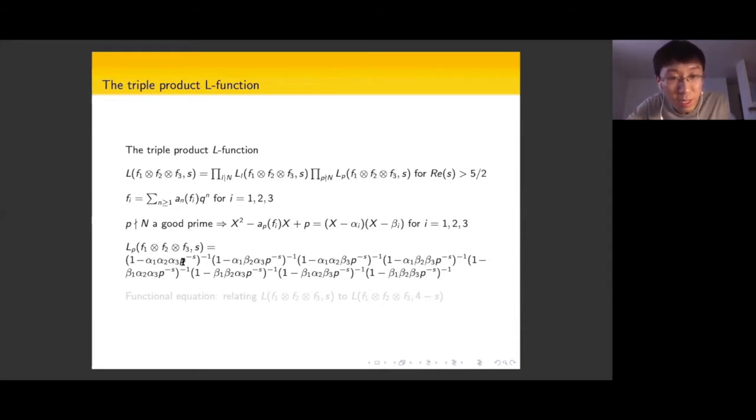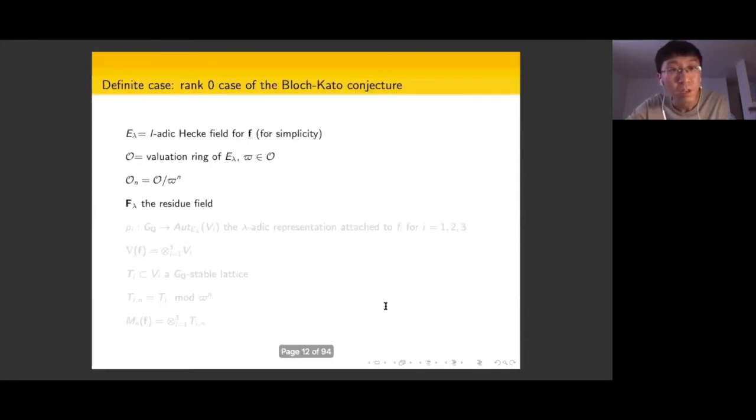This triple product L-function has a functional equation relating the value of the L-function at s to 4 minus s. So the center is given by s equal to 2. I will make a very simplified assumption that the modular forms in triple F are defined over the same Hecke field. This is just for simplicity, and it's not necessary.